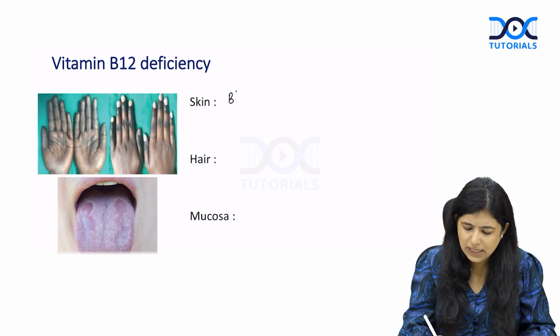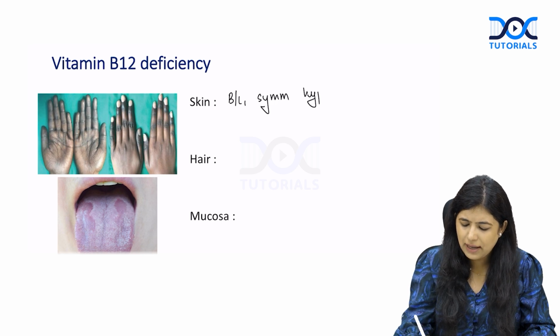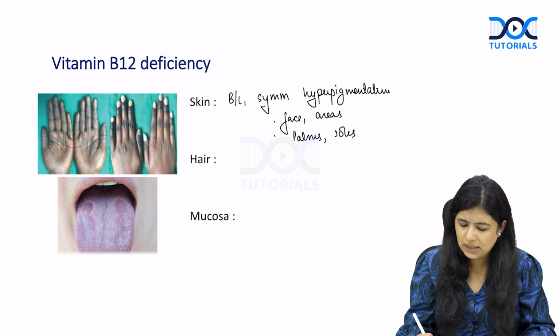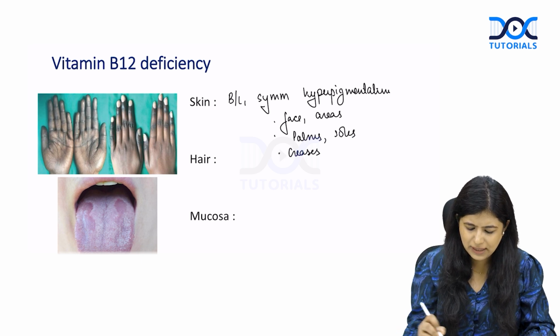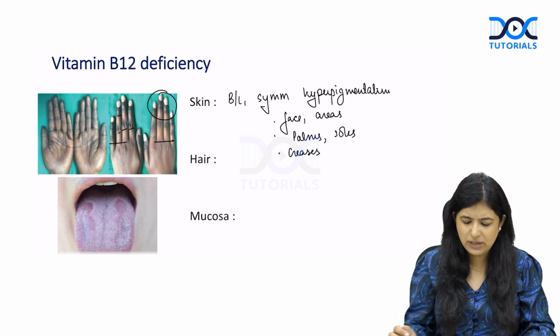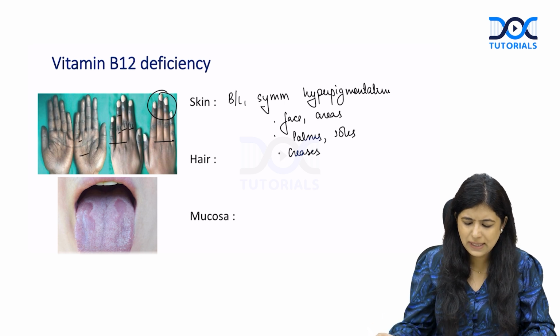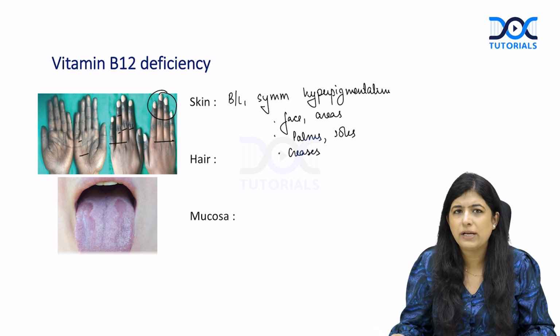In the skin, this presents as a bilateral, symmetrical hyperpigmentation of the skin. Commonly seen on the face, especially around the eyes, then on the palms and soles, as well as increased pigmentation of the creases. As you can see in the image here, especially around the nail folds, then on the interphalangeal and the metacarpophalangeal joints, then the palmar creases. These are all deficiencies of vitamin B12.